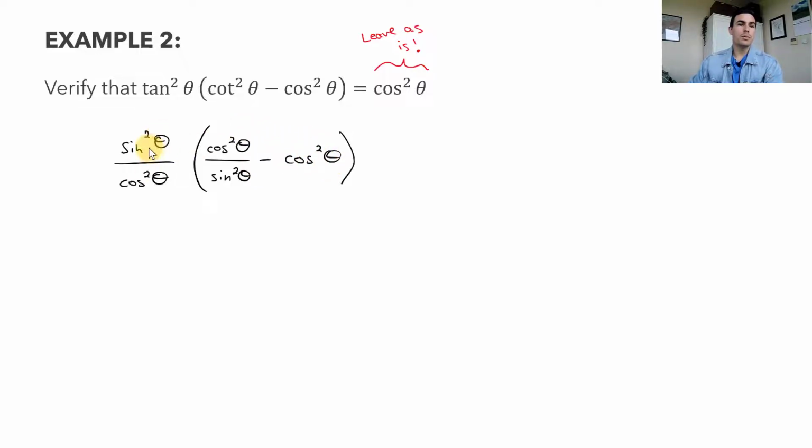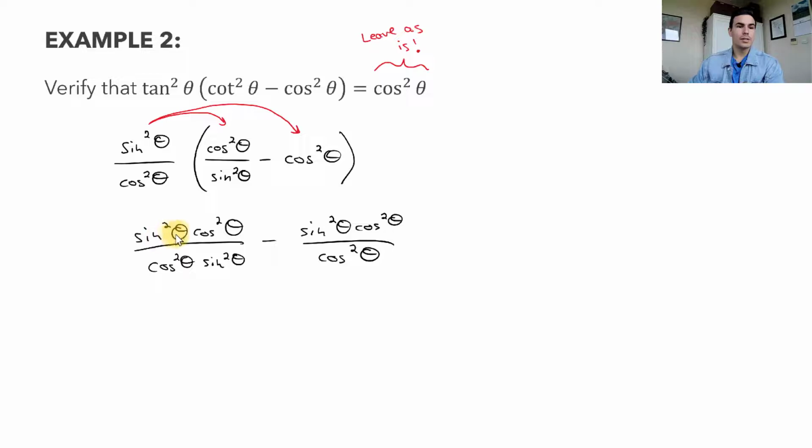Now I'm going to distribute what we have outside of my parentheses into my parentheses. All right, and I'll be left with sine squared cosine squared over cosine squared sine squared minus sine squared cosine squared over cosine squared. Okay, so a lot going on here, but we can see that we can simplify this whole first term to 1. And we've got cosine squared over cosine squared on this second term, so those are going to cancel out. So I'm left with 1 minus sine squared theta.